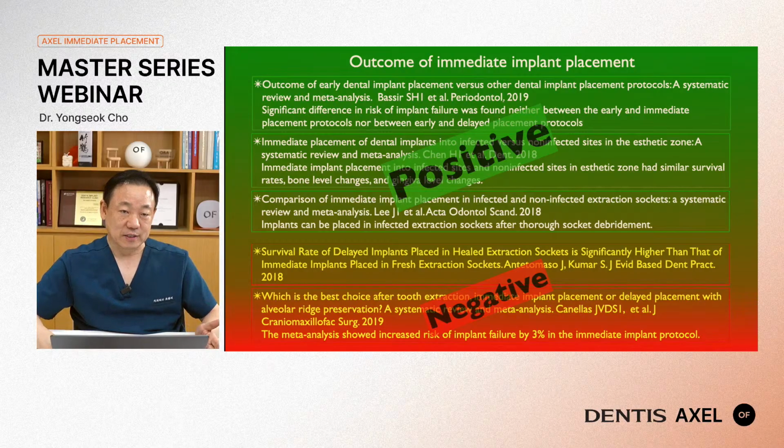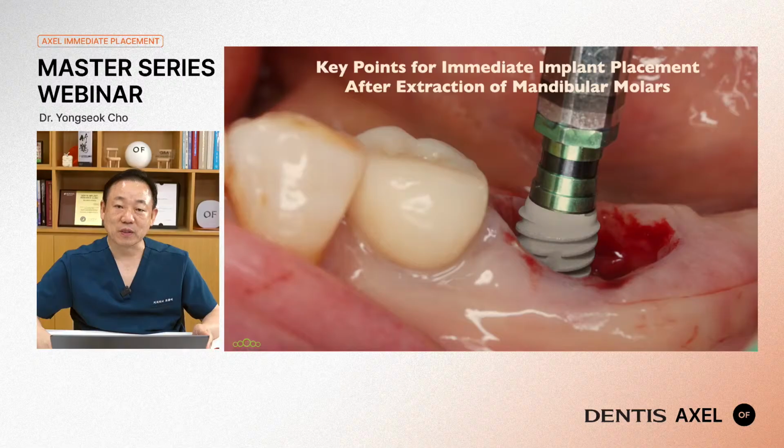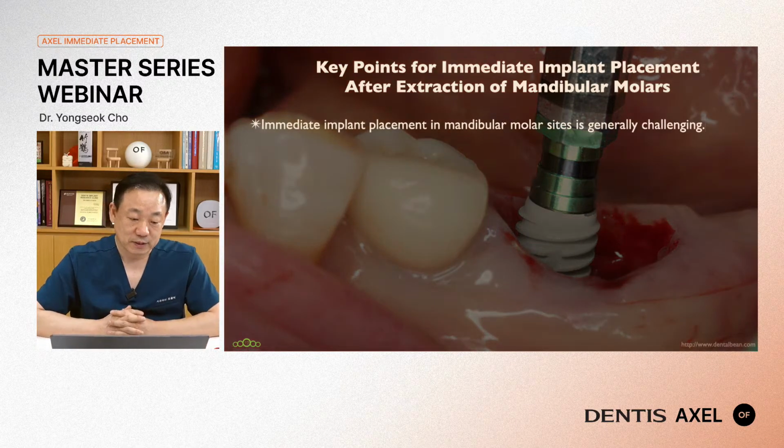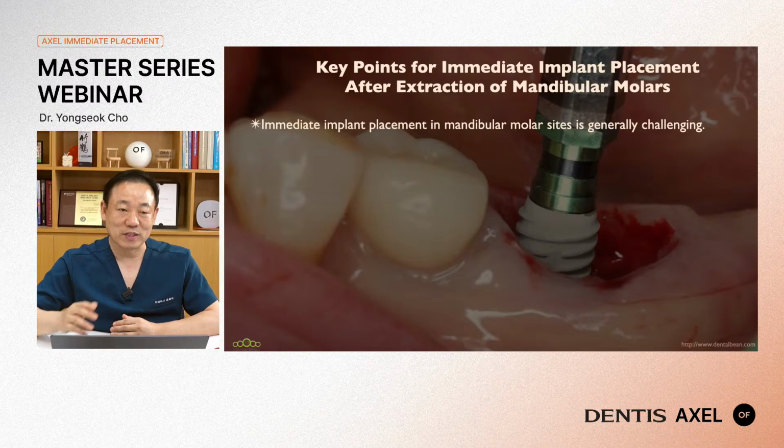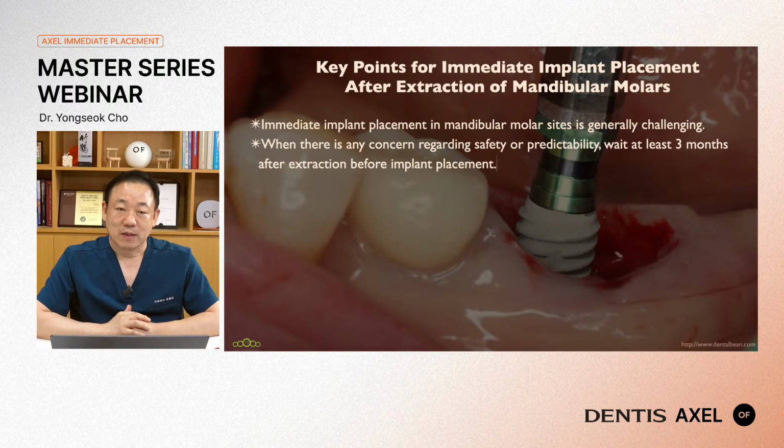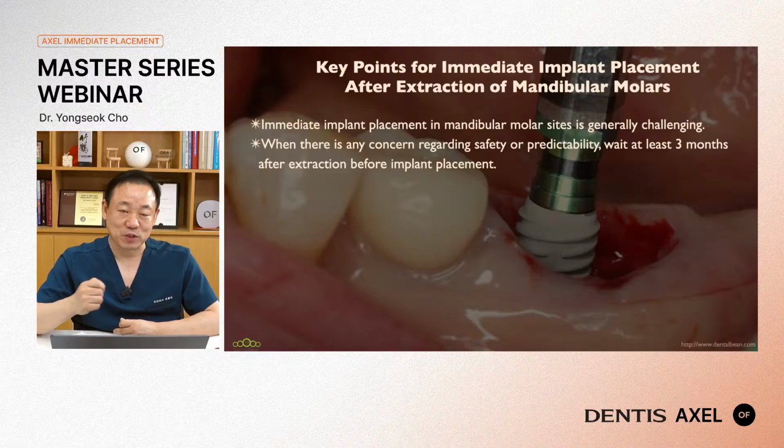When it is indicated, what is the key point for immediate implant placement in mandibular molars? Let me summarize key points. First, immediate implant placement in mandibular molar site is generally challenging. It is not always easy. When there is any concern regarding safety or predictability, wait at least 3 months. Before implant placement, wait sufficiently.